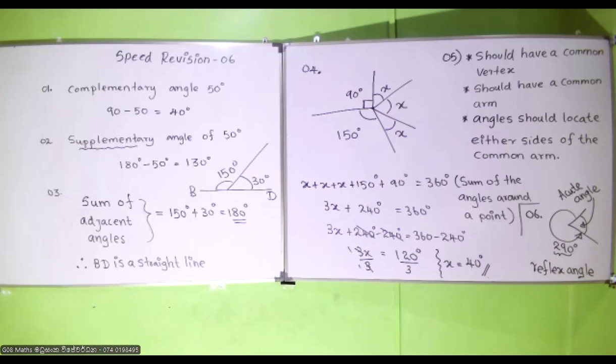So hope you got this, Buddhi. So this is the end of the speed revision 6. Now we are going to do the rest of the directed numbers.